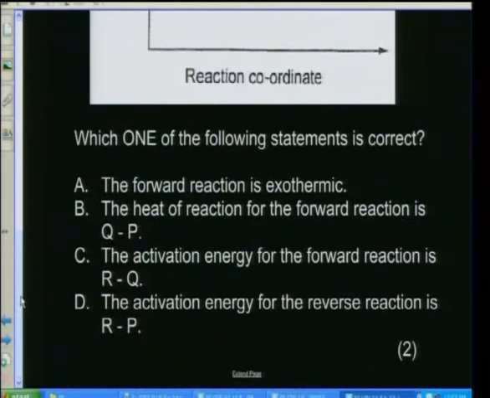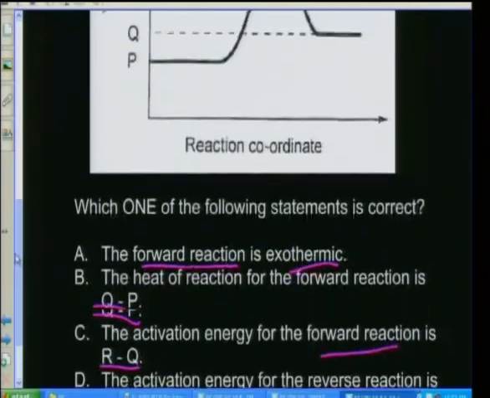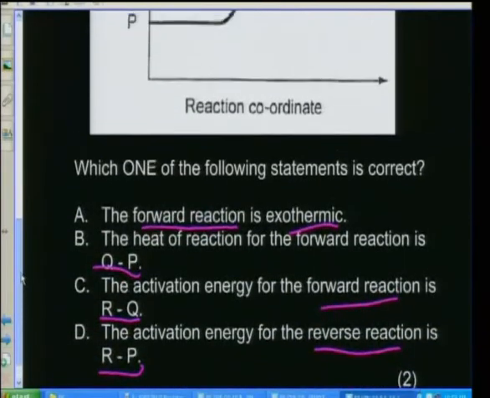A: The forward reaction is exothermic. B: The heat of reaction for the forward reaction is Q minus P. C: The activation energy for the forward reaction is R minus Q. And D: the activation energy for the reverse reaction is R minus P. So have a look and let's apply them.